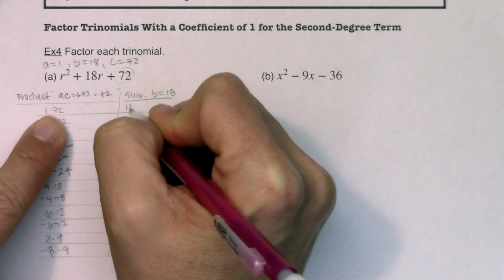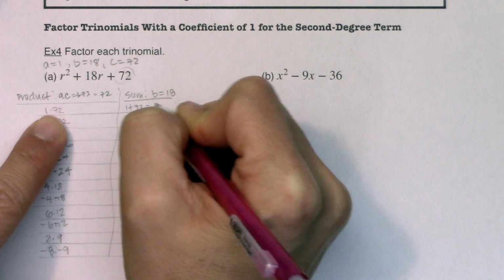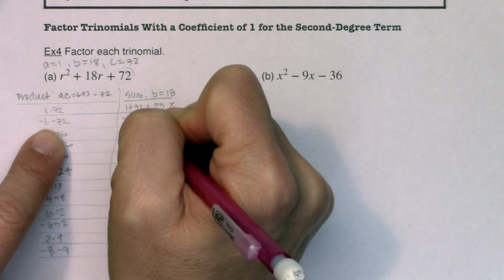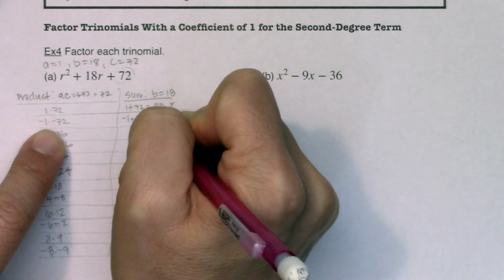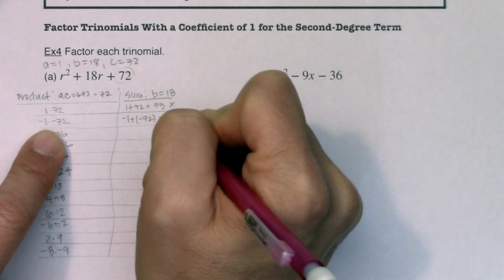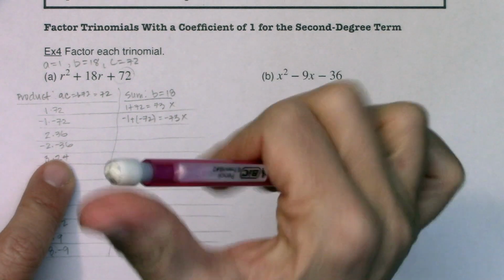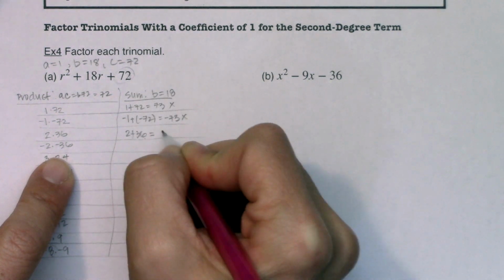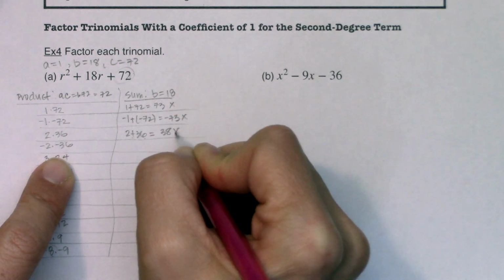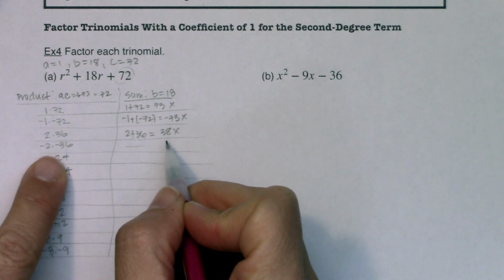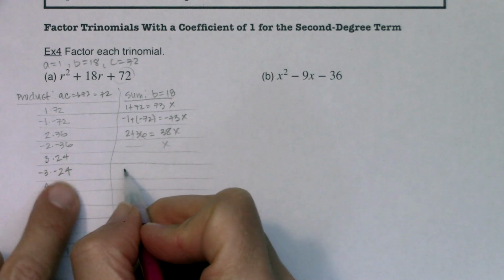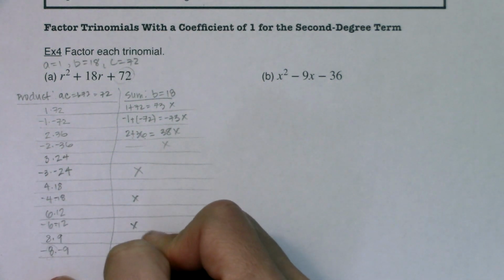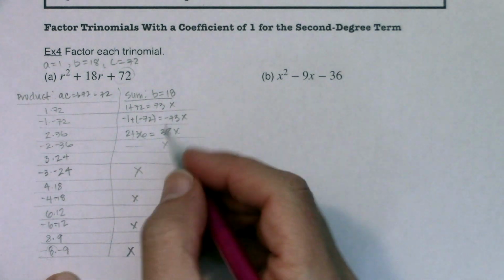All right, so 1 plus 72 is 73. That is not 18. That's not going to be my answer. -1 plus -72 is -73. Also not my answer. All right, 2 plus 36, that's going to get me to what? 38, not 18. And anything negative, right, is not going to work. So I can actually rule all of these pairs of negatives out. So let me just put X's between them just to save myself some time.